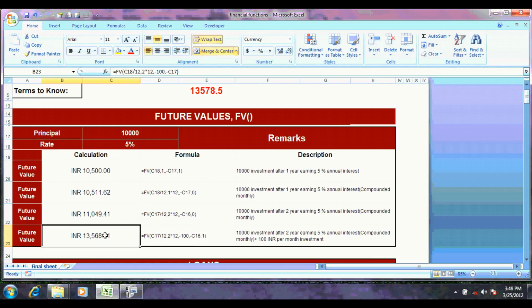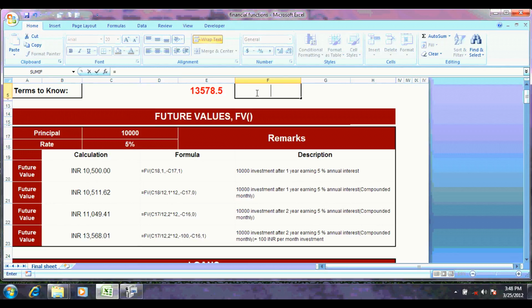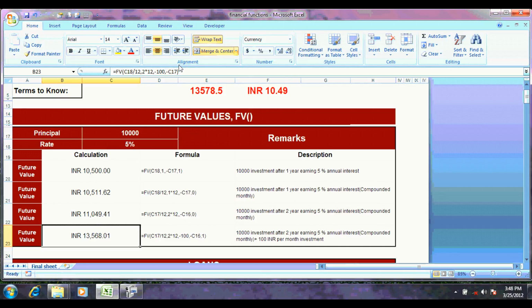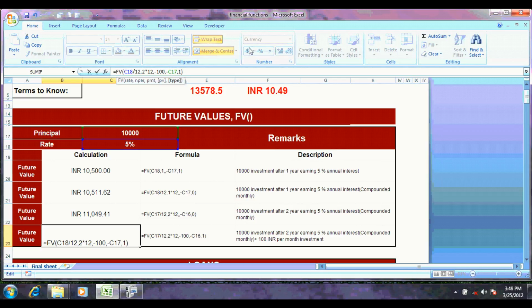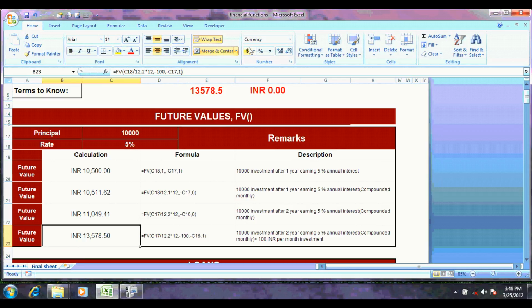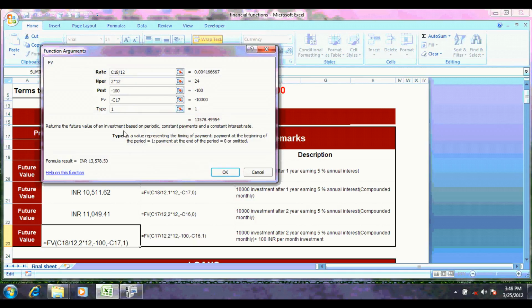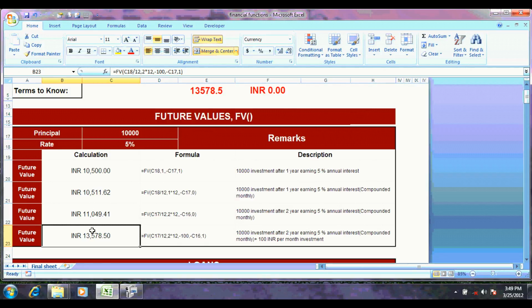So the result which we got is 13568.01. There's a difference of this minus this, around 10 rupees. If I make it 1, it will be equal. So that will just have a small difference. If we take it as 1, it will be payment at the beginning of the period is 1, payment at the end of the period is 0 or omitted. Okay, we'll learn more about it in our bonus lectures.